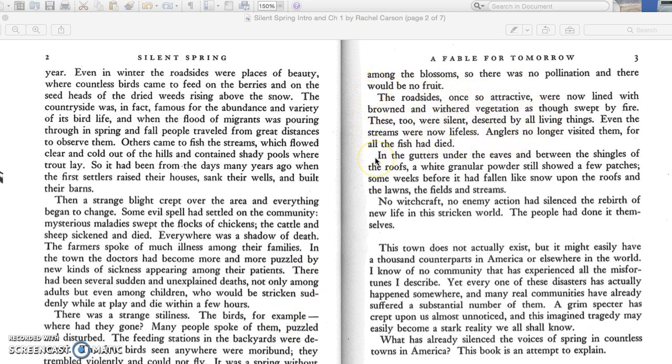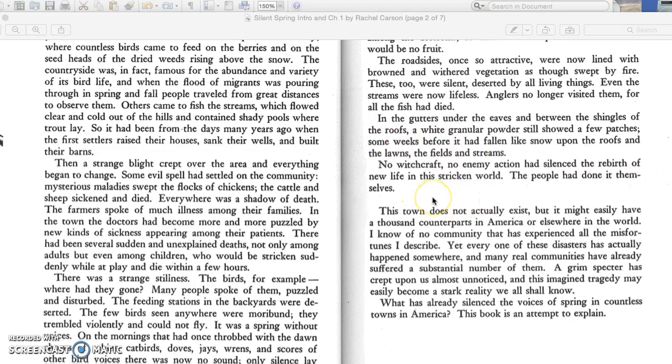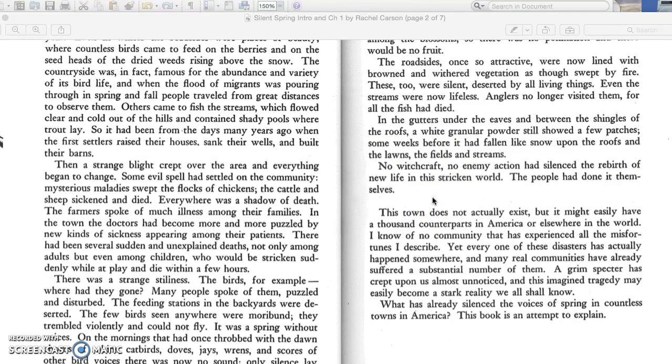Paragraph by paragraph, notice, is very, very specific, each with its own rhetorical intention, its own rhetorical framework. No witchcraft, she says here. So it isn't supernatural, she says. She knows what she's doing, despite the fact that we're in a fable and we're doing all this uncertainty and mysticism and stuff like this. She says, no, this is not witchcraft. The people had done it to themselves, right? So it's the warning right here. So she knows what she's doing when she says no witchcraft. She's aware of her own rhetoric, right?